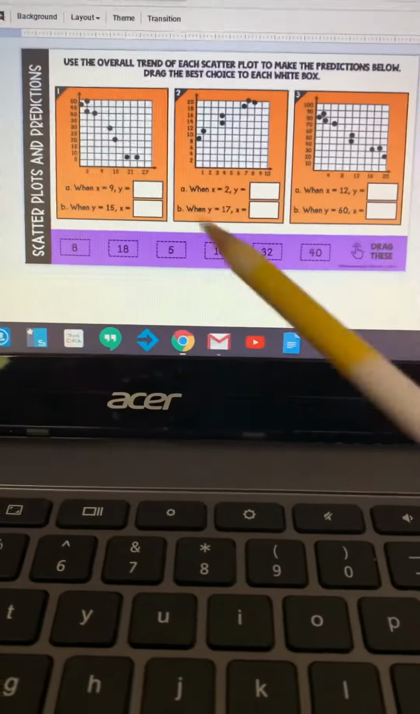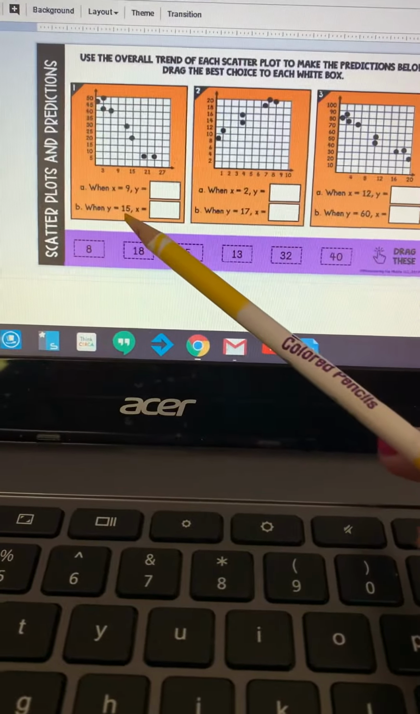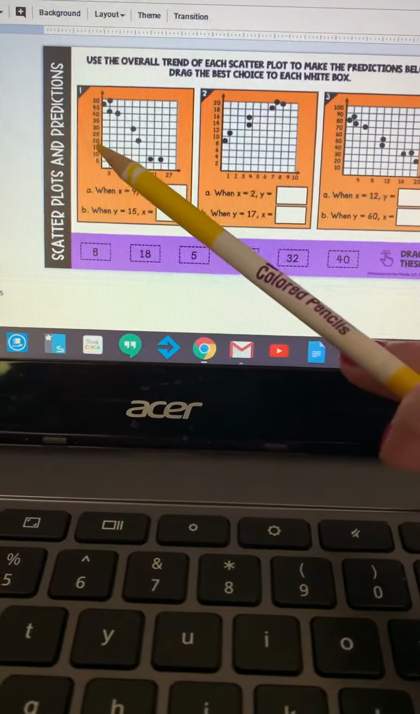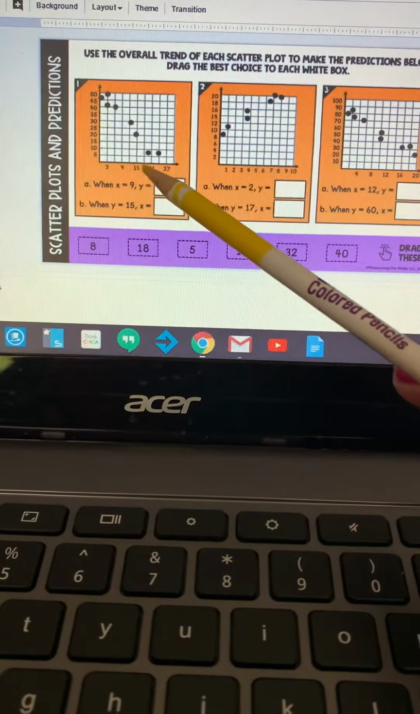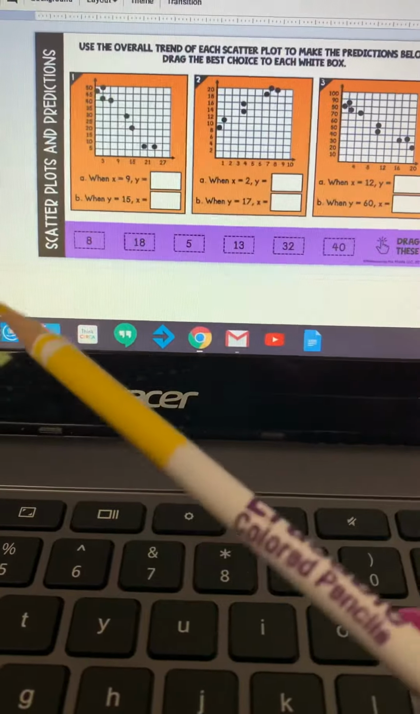You can also, and then it'll say when Y is 15. So make sure you pay attention to the variable. So Y is 15 is here. So you go across, that would be somewhere maybe in the 15 to 21 range. Therefore 18 is probably your best choice.